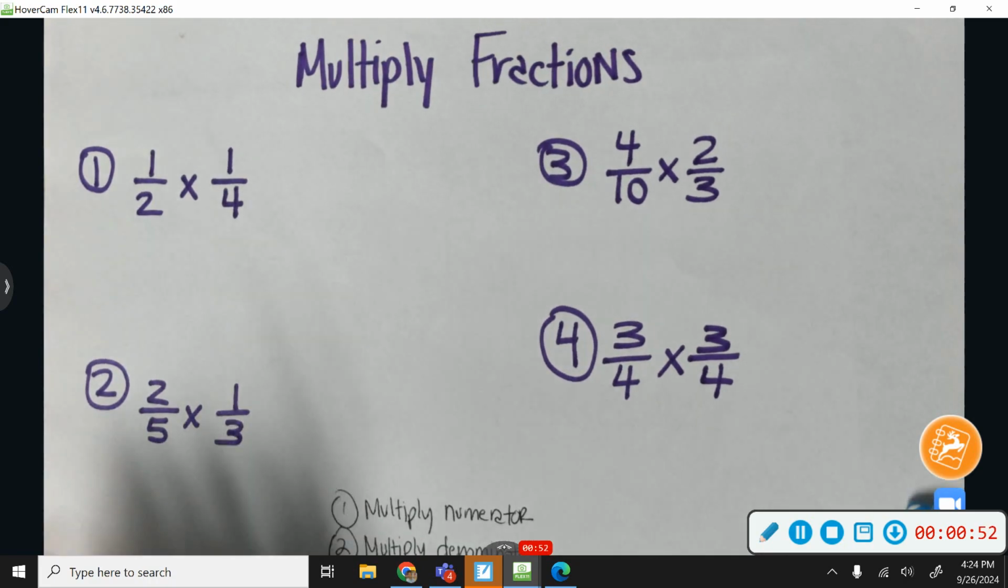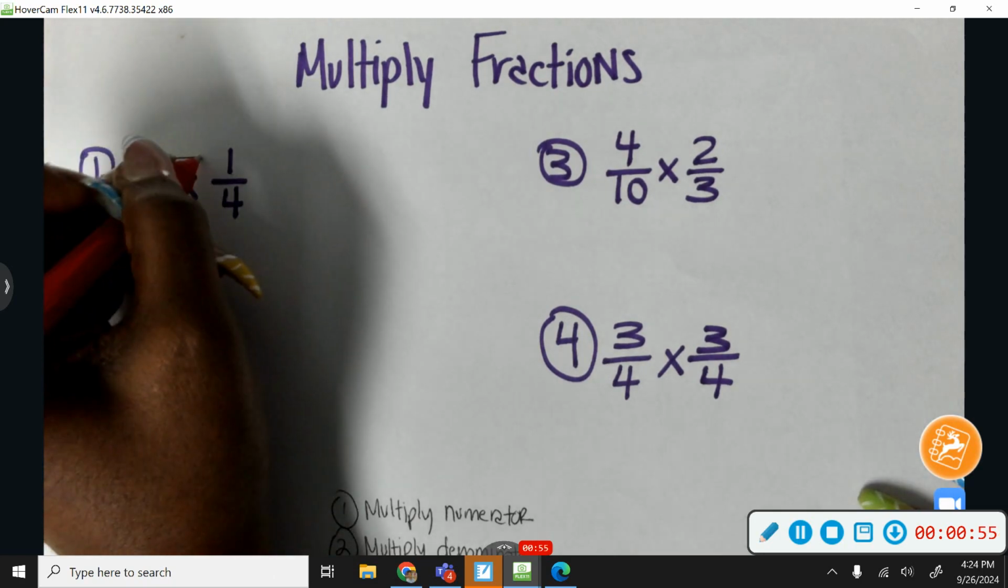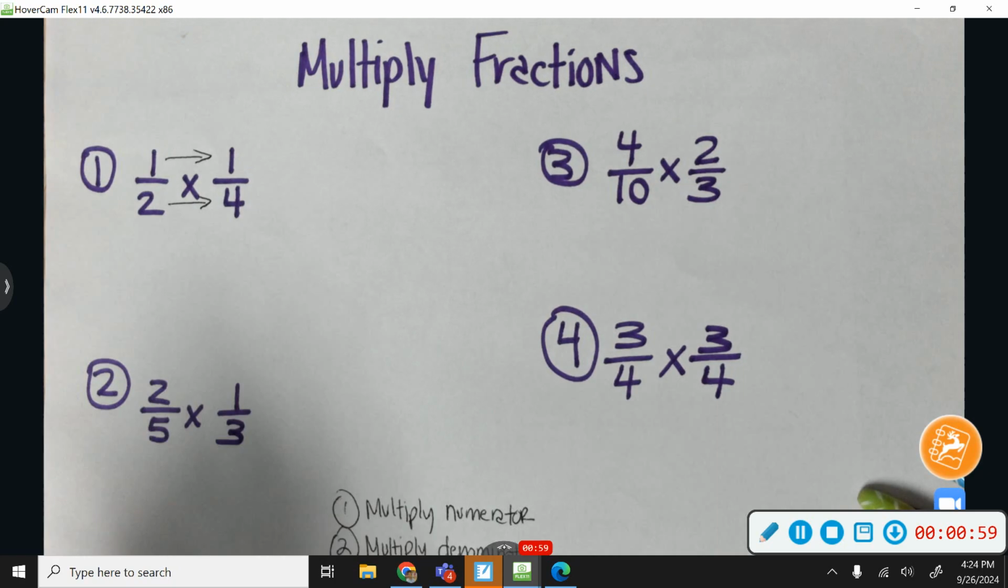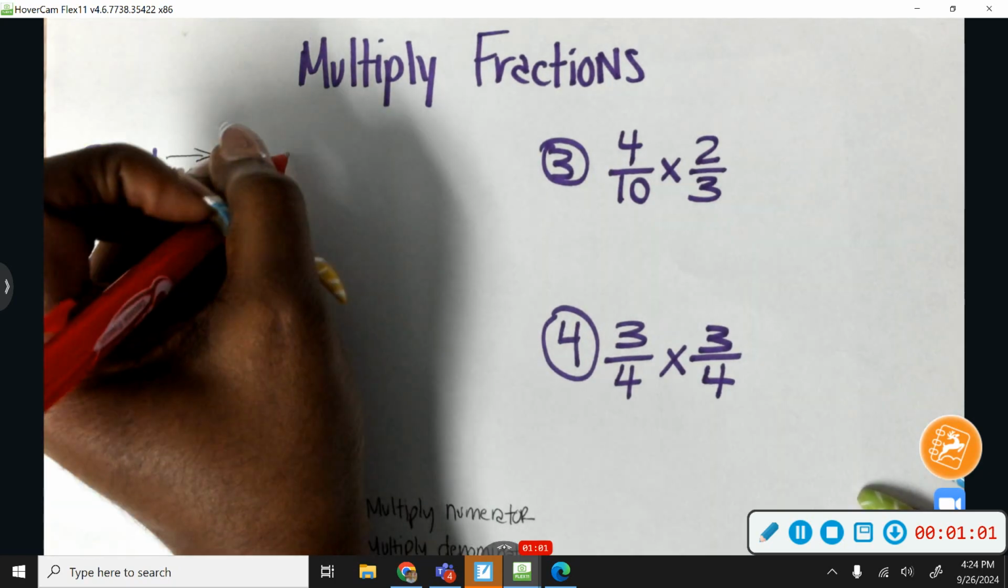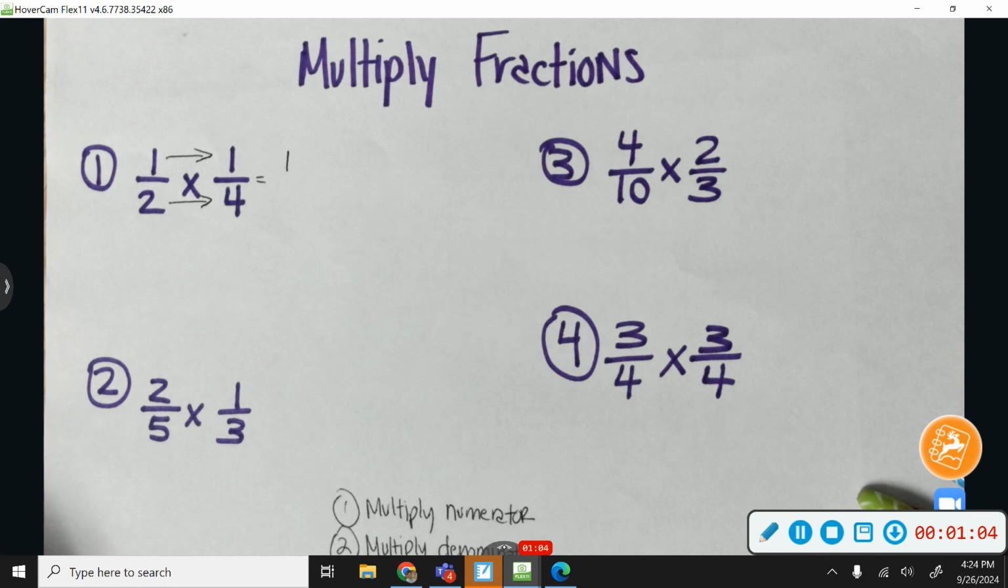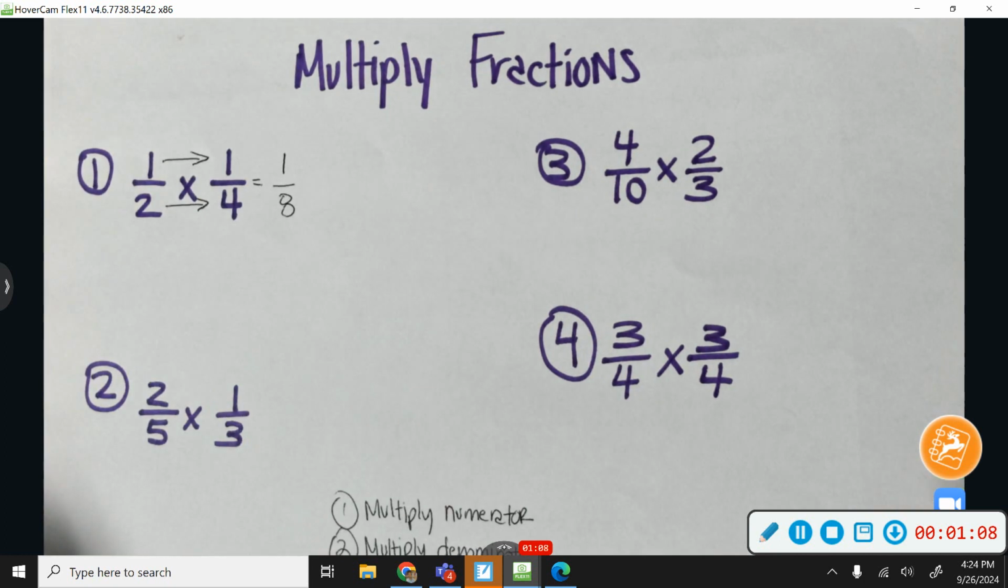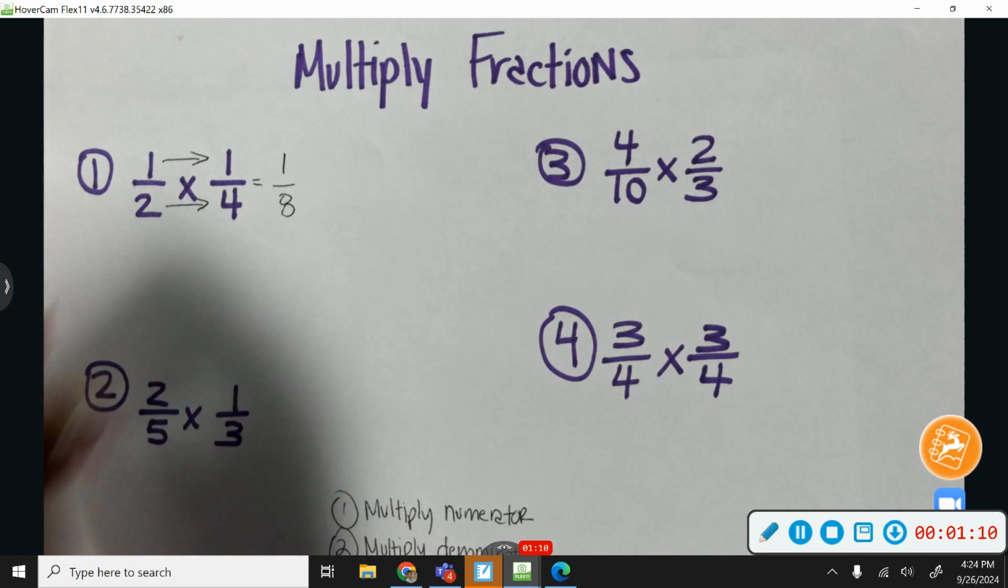So in this case, we're just multiplying straight across. We're going to go 1 times 1 and then 2 times 4. We already know that 1 times 1, of course, is 1. 2 times 4 gives me 8. We do not have to simplify or reduce on this one, so 1/8 would be my answer.